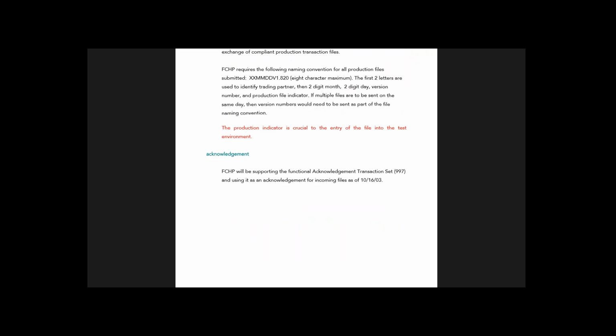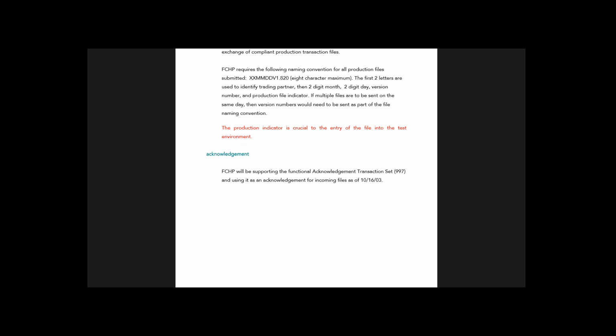Now, the difference between 999 and 997? 999 has nothing to do with payment processing. That is more about how much data you submitted and how much data we have processed, more on the 834 side of it. Oh, so the acknowledgement for 820 is 997, and the acknowledgement is 999 for the others. Correct. That's how it works.